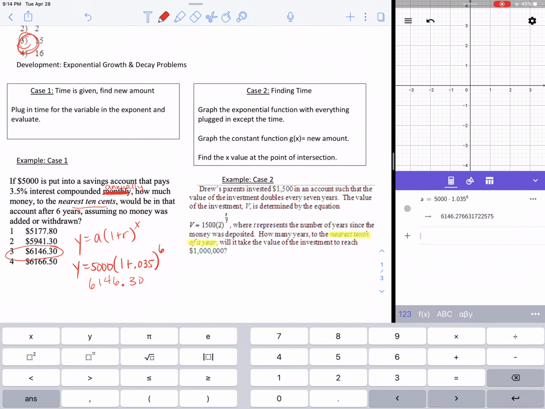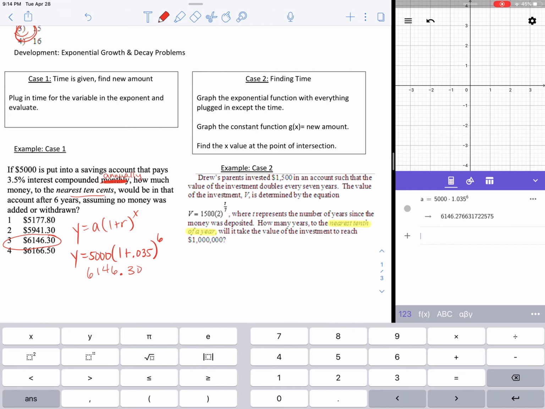For case 2, finding time. Here they give us the function, so we don't have to plug in. They give us the function for v, and they want us to find how many years to the nearest tenth of a year it will take for the amount of money to reach $1 million. So they give you the function, they're not giving us the information to plug in, and they give us how much money they want. The original $1,500 Drew's parents invested, which you could see as the coefficient in the equation, will turn into $1 million.